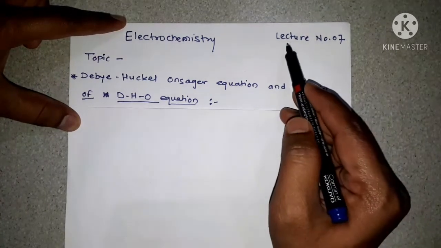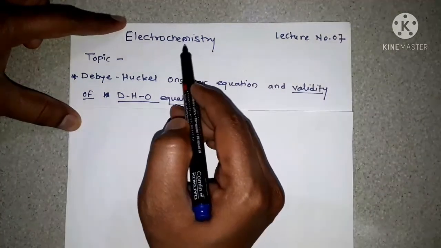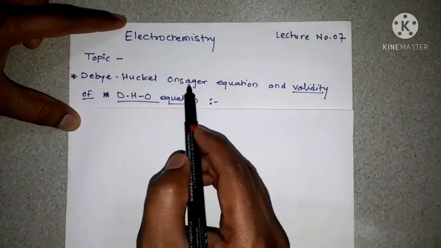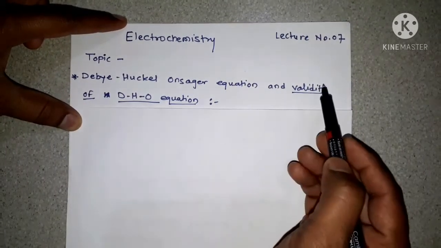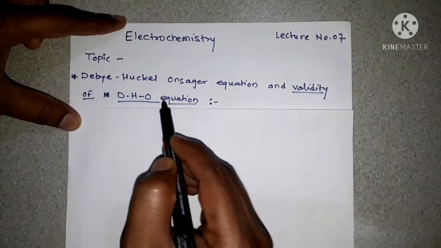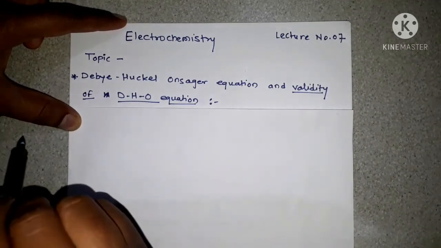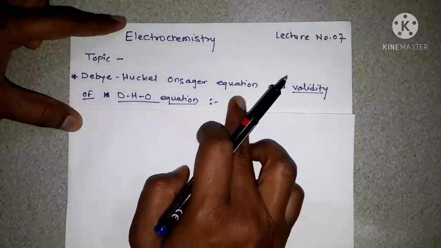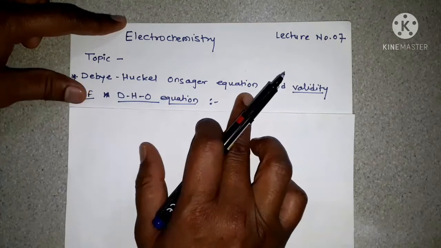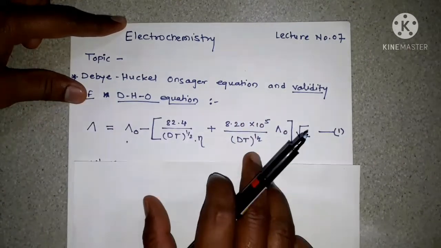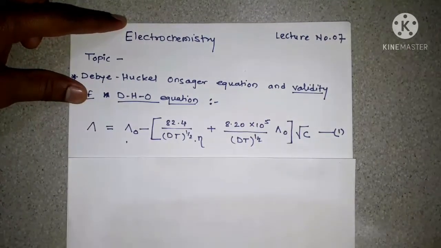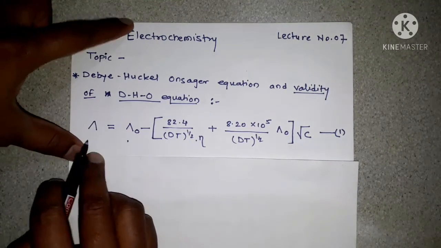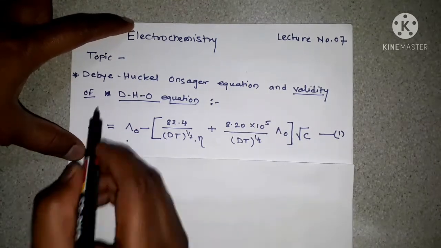So guys, this is lecture number 7 from electrochemistry and the topic name is the Debye-Hückel-Onsager equation and its validity. Okay, so let us see first the Debye-Hückel-Onsager equation. So this is your Debye-Hückel-Onsager equation. Let us see one by one.